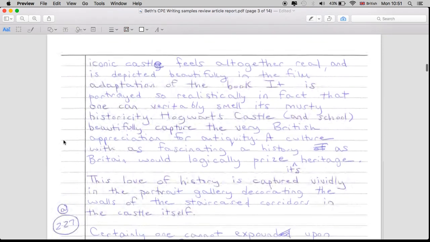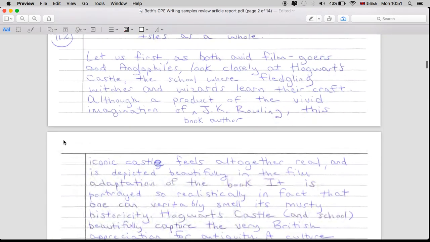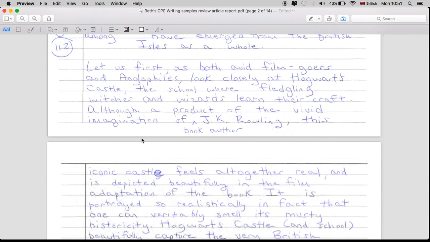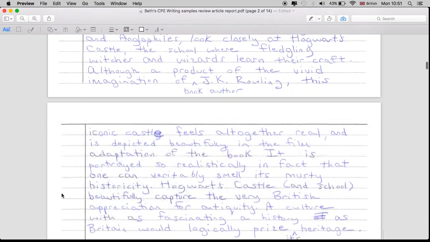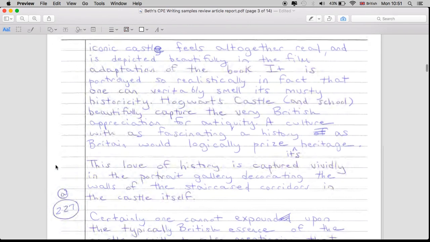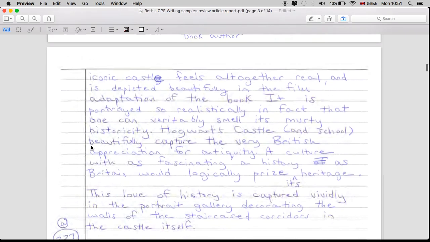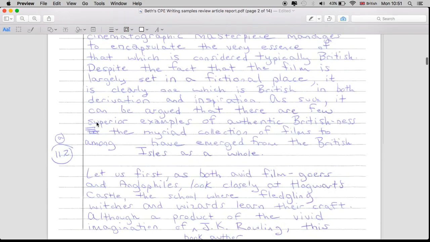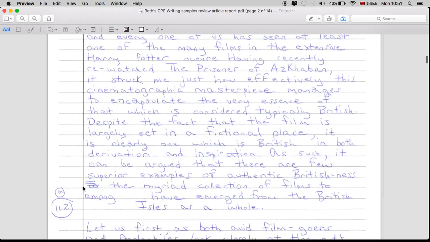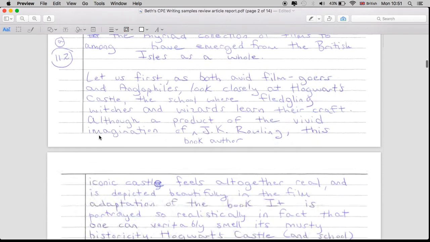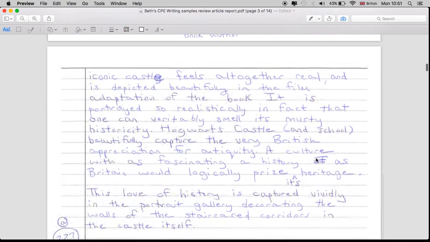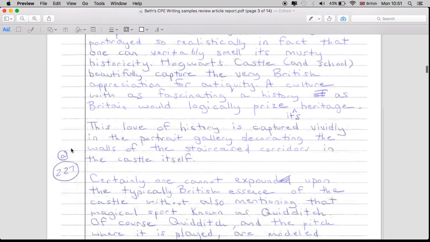cut a few words out. You could even get rid of this. "Although a product with a vivid..." you could just start with, "this iconic castle feels altogether real and is depicted beautifully." Okay, so part of the process is editing after you write. You can see, I have to edit. Even those of us who teach this sort of thing and are native English speakers find it challenging. So I go through at the end and I cross words out, add little bits. Okay, so there's my bit about the castle.